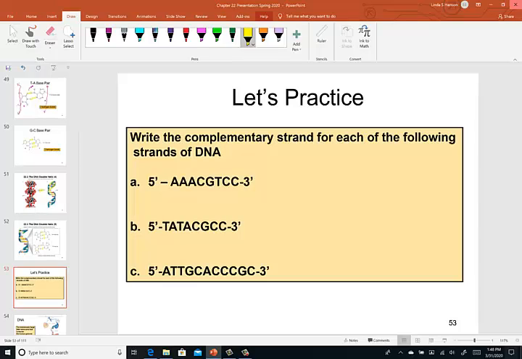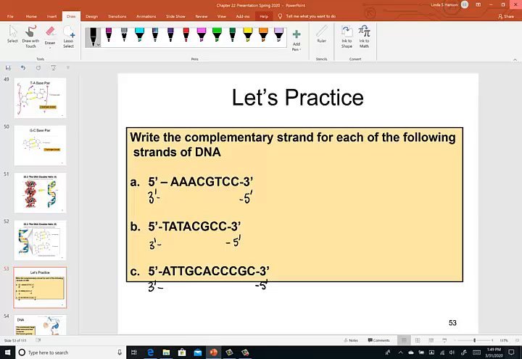Let's practice getting an idea of what complementary base pairing means. Write the complementary strand for each of the following strands of DNA. So I just want you to think about 5' reading to 3'. The complementary strand has to go the opposite direction, so 3' to 5'. What would the letter codes be?